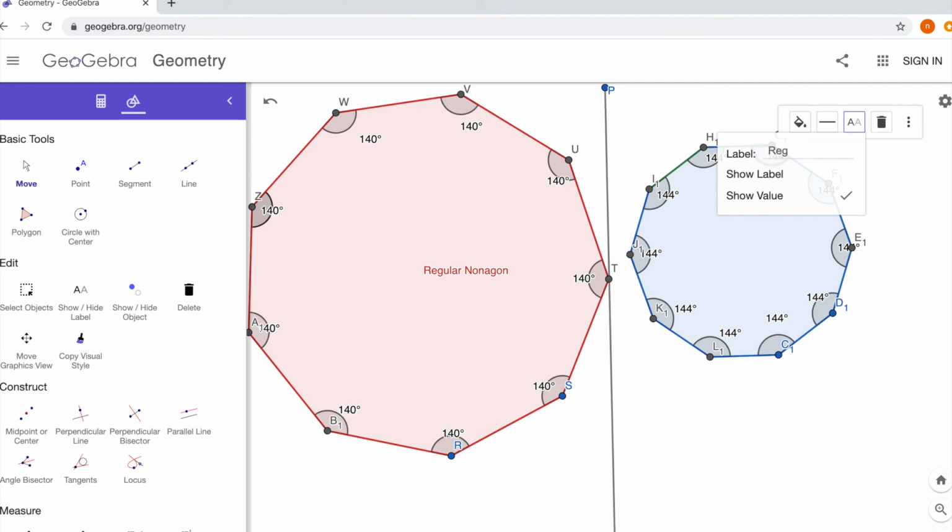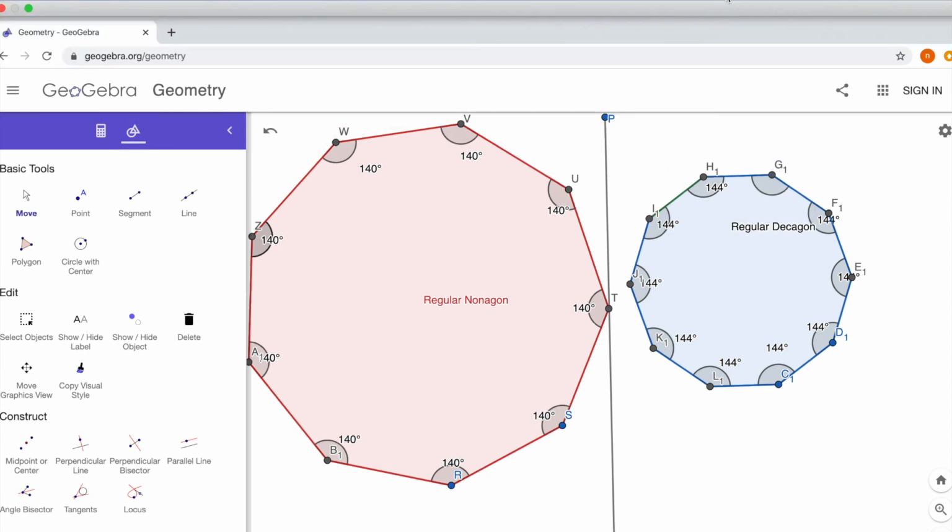I label it regular decagon so that you can see clearly. I put the label also so that it will be clear to you. So we have done so many regular polygon, and hope you have understood the difference between regular and irregular polygon.